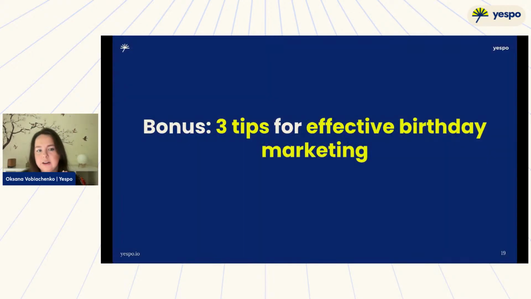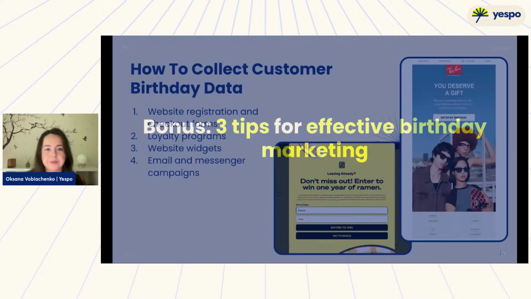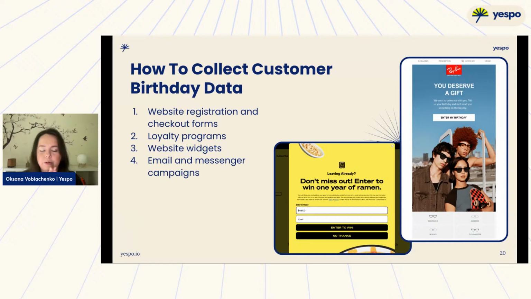And like a bonus, 3 tips for effective birthday marketing. First of all, remember, campaign success starts with the percentage of contacts with the date information. So you need to collect the date at every data capture point: registration form, checkout, loyalty program, pop-ups, messengers.